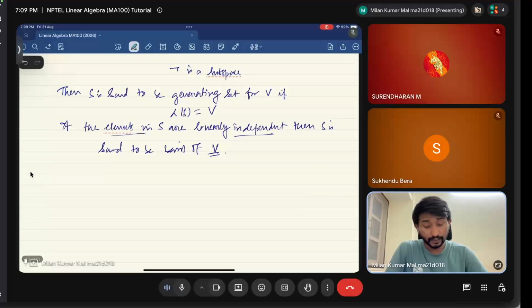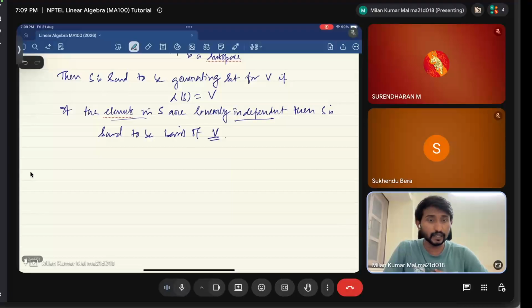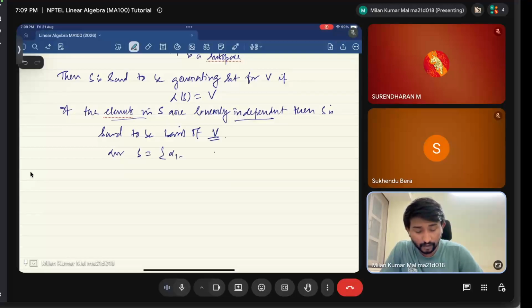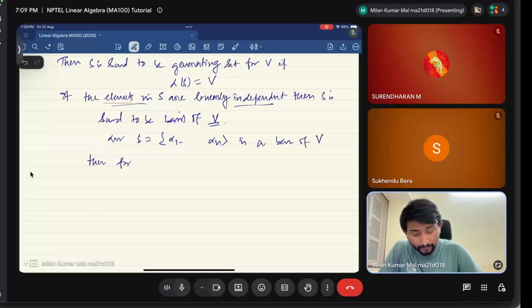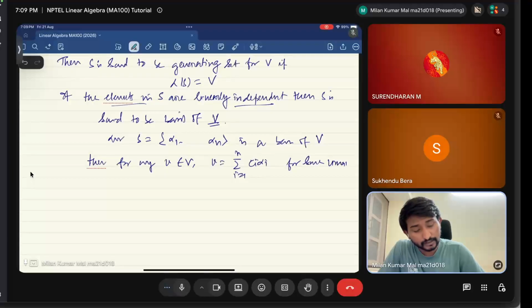Now the point is that if we have a basis, the interesting fact is that you can write any element in terms of it. Suppose S equals alpha 1 to alpha n is a basis of the vector space V over the field F. Then for any element V in capital V, you can write V as the sum of Ci alpha i, i equals 1 to n, for some unique choice of scalars C1, C2, up to Cn.